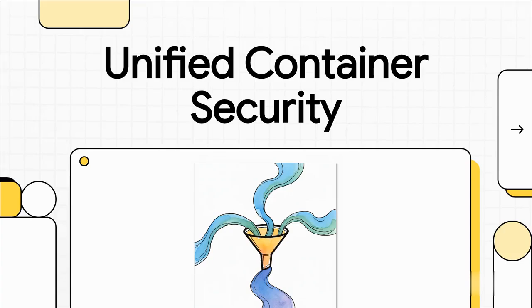Okay, so if you're deploying containers across AWS, Azure, and Google Cloud, you already know the security headache is, well, it's very real. Today, we are going to design a single, unified strategy that can finally bring all of that chaos under control. Let's jump right in.